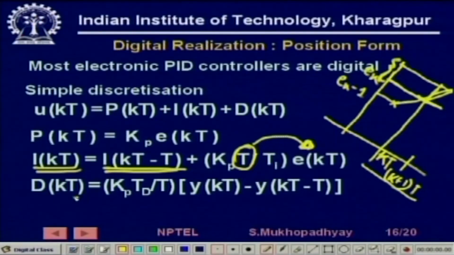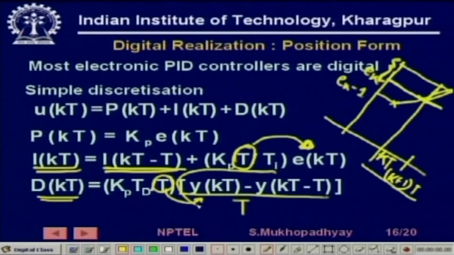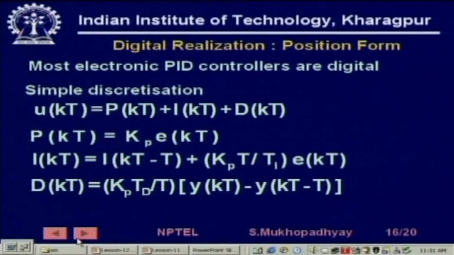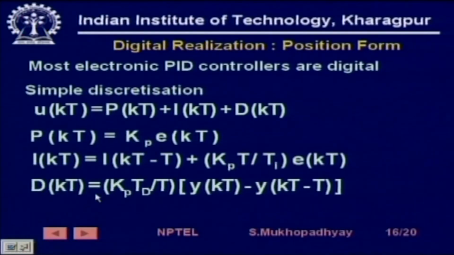Similarly, for the derivative term, we bring this T here. So, then you get basically an approximation of y dot. So, I have to construct approximations of the derivative of y and integrals of y using samples. That is what we do, and this implementation form is often called a position form, because the whole input u is calculated.